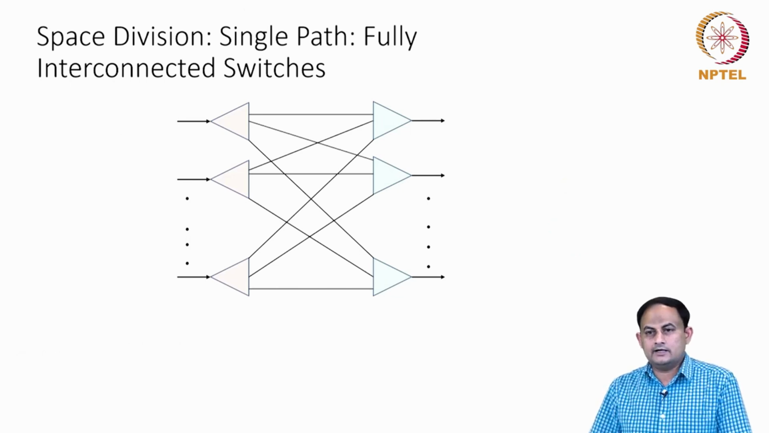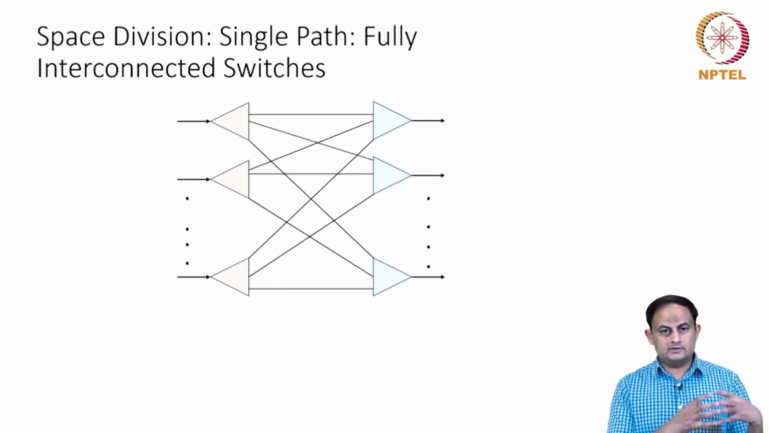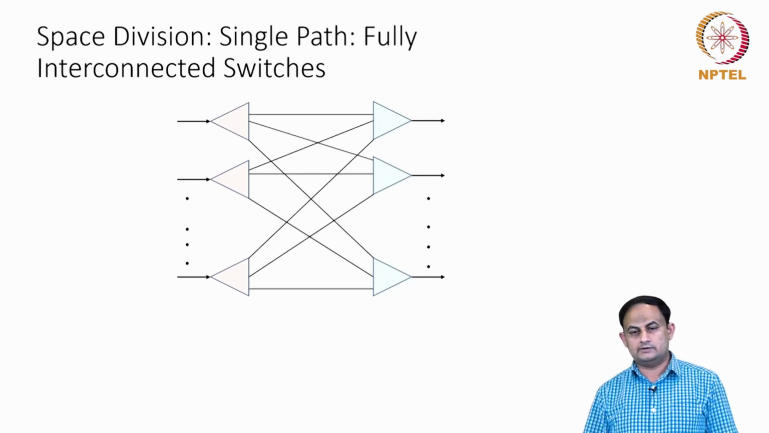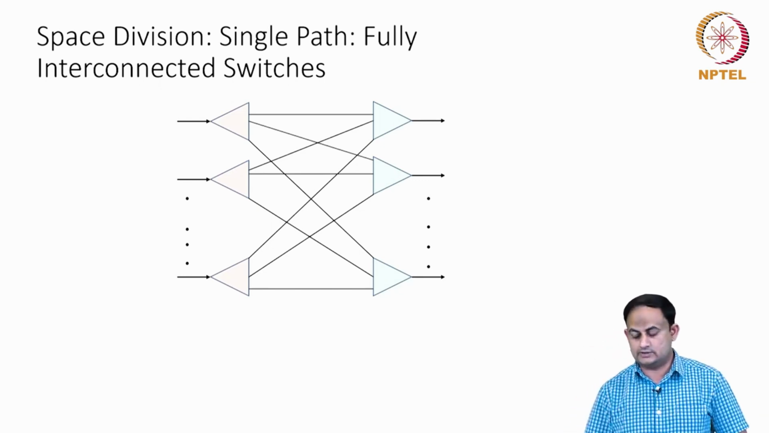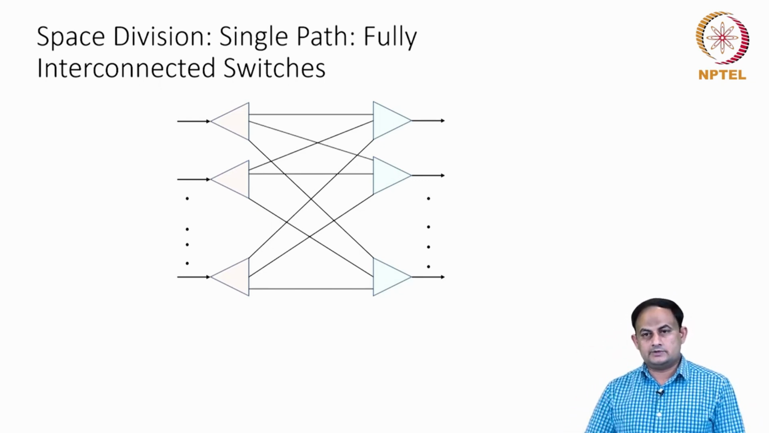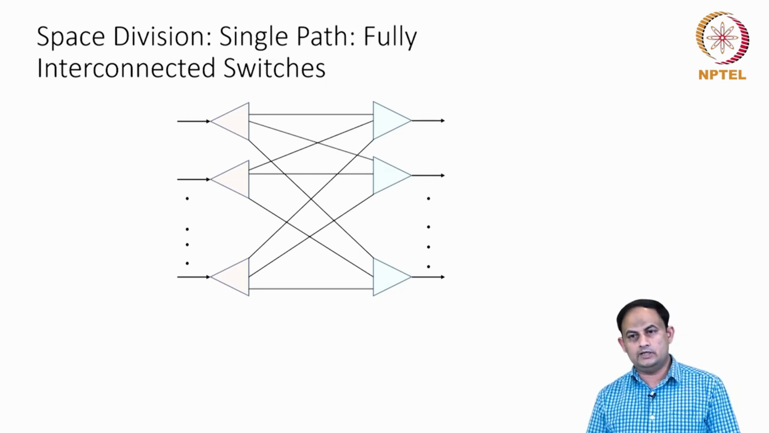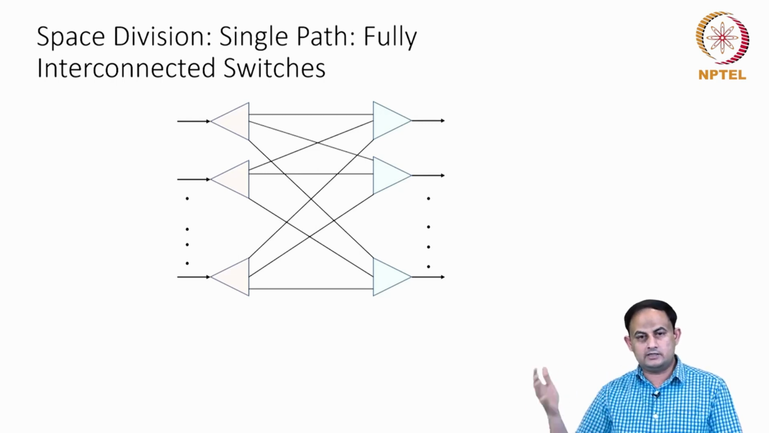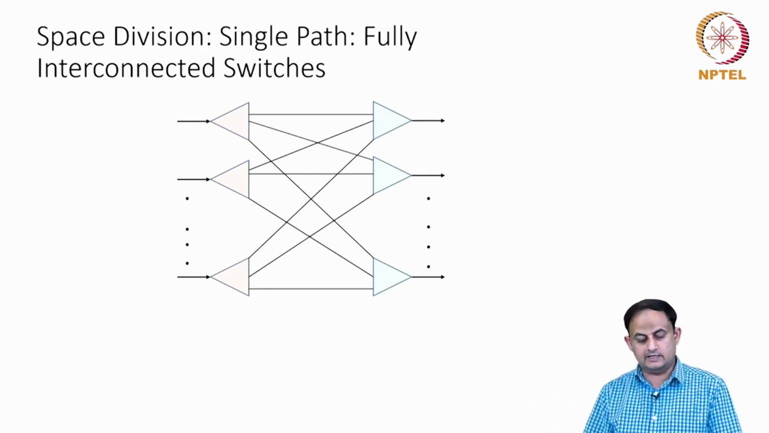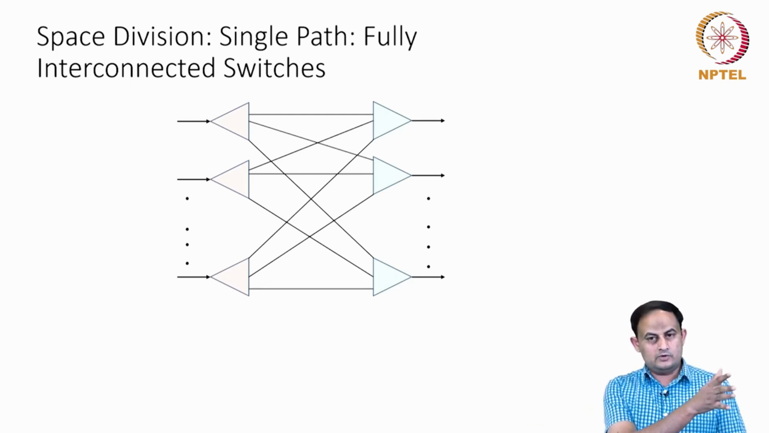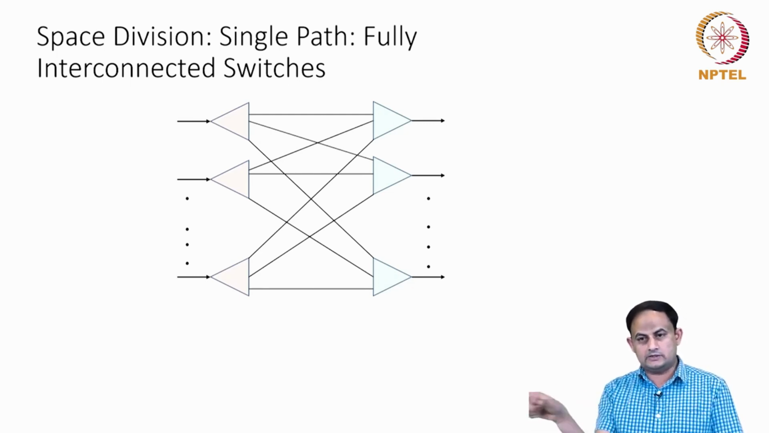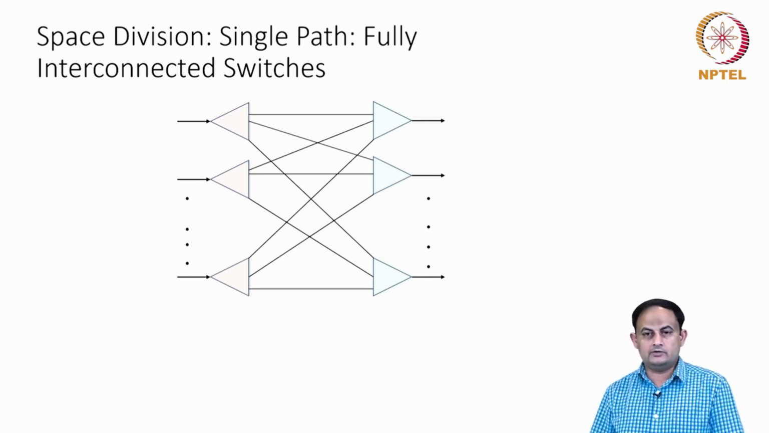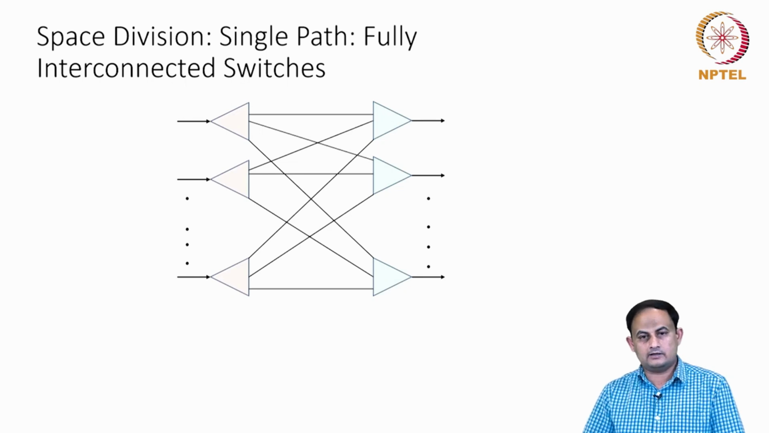The second kind of space division switch, again with a single path, is called the fully interconnected switch. The way to understand it is there is a link between every input port and every output port, and that link is a direct link. There are no intermediate stages involved, unlike the previous case where, when you want to go from port number 1 to port number 4, you are crossing multiple interconnection points.